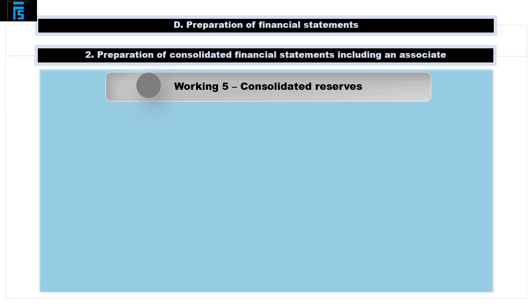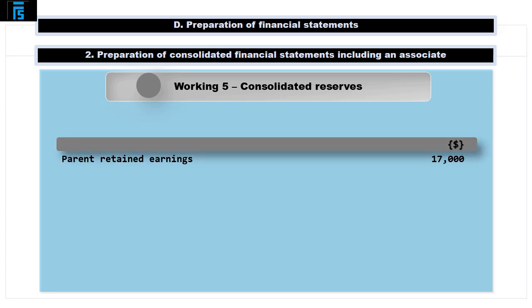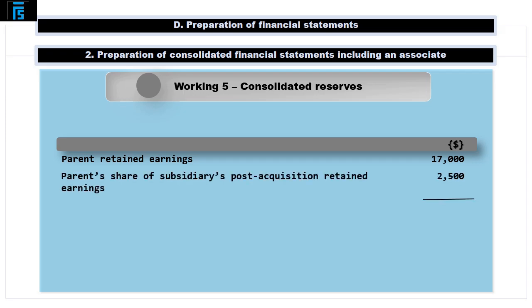Just as in example 1, we begin with the entire retained earnings of the parent as at the date of consolidation, giving 17,000, to which we add the parent's share of retained earnings generated by the subsidiary since the acquisition. In working 2, we identified that the retained earnings of S grew by 2,500 since acquisition, and seeing as P owns 100% of S, the entire growth is attributable to the parent. The group retained earnings total therefore comes in at €19,500.